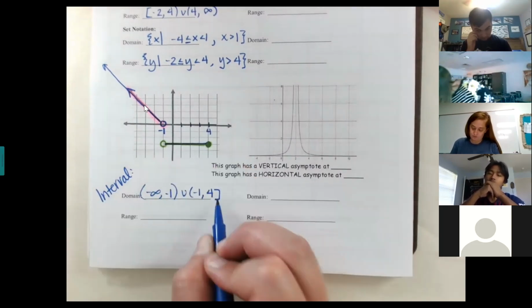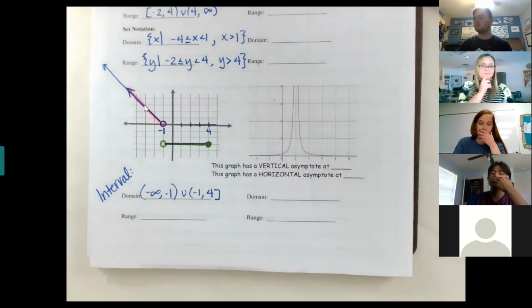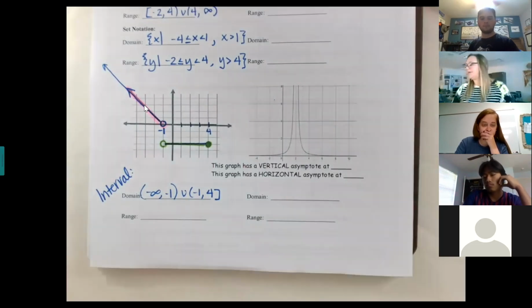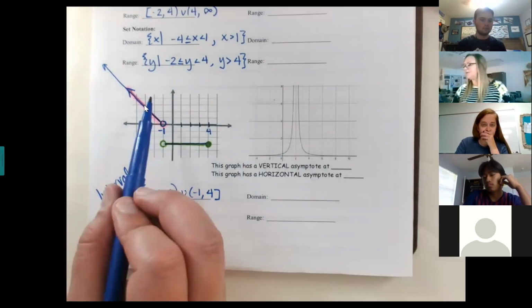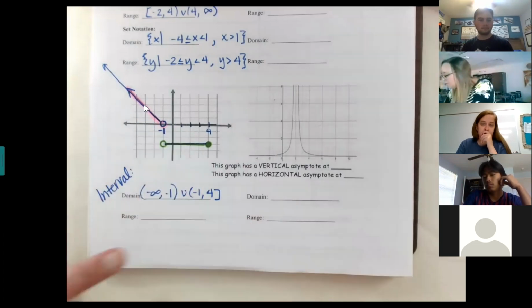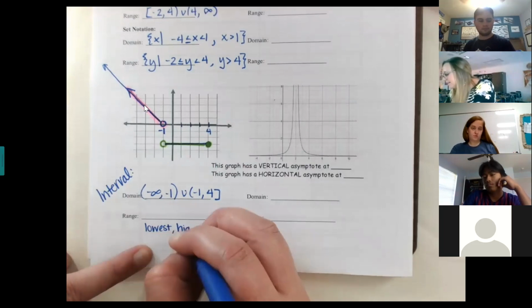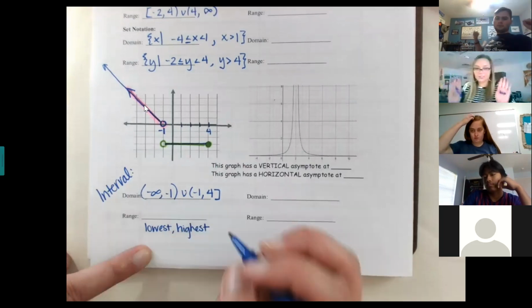And 4 would be closed, it looks like. Okay. Now, your range on this one's going to be a little bit odd, and here's why. Okay, let's do our pink line first, because it's easier. So I'm looking, remember, so this is going to be the lowest to the highest. Okay, let's do the pink section first, okay?